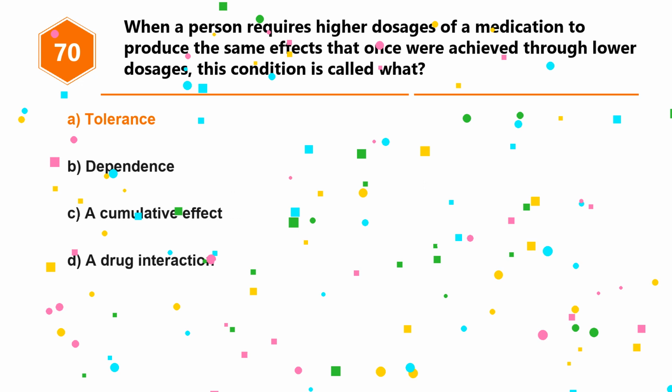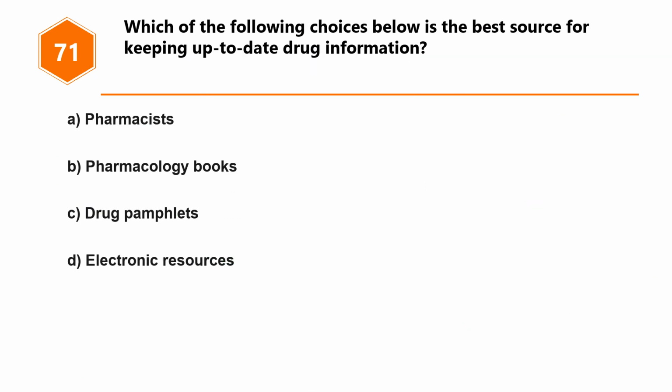The correct answer is option A, tolerance. Question 71. Which of the following choices below is the best source for keeping up-to-date drug information? Option A, pharmacists. Option B, pharmacology books. Option C, drug pamphlets. Option D, electronic resources.